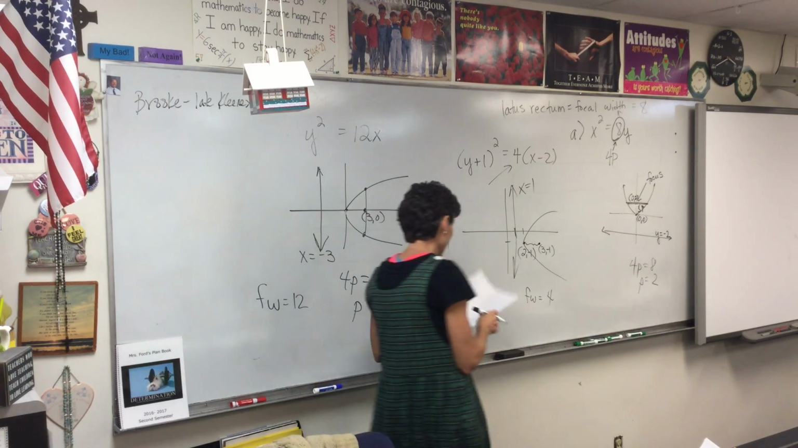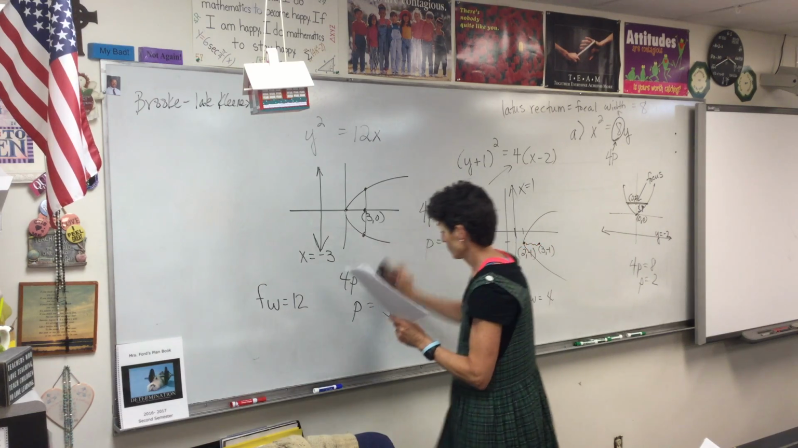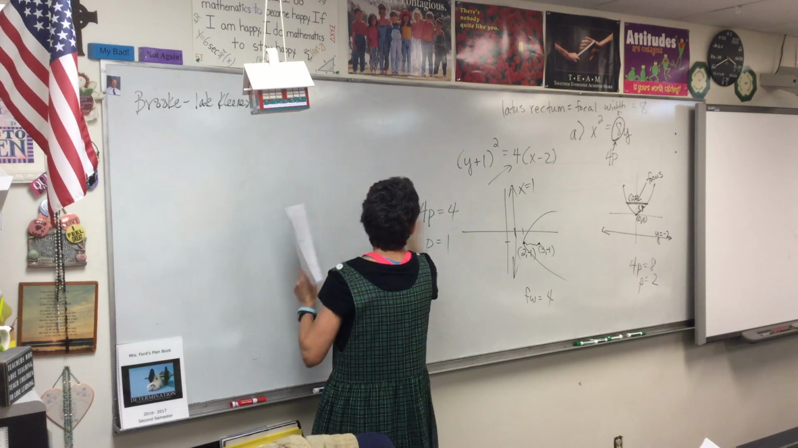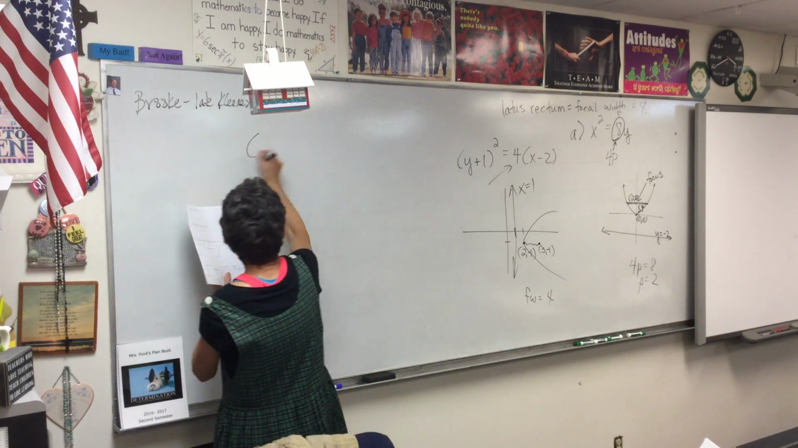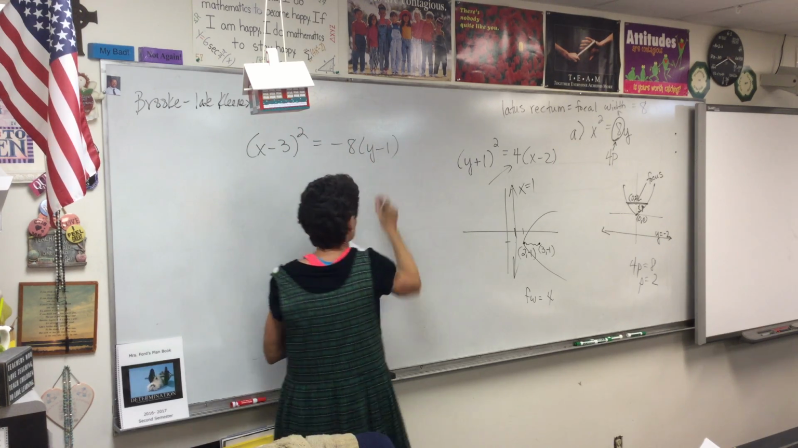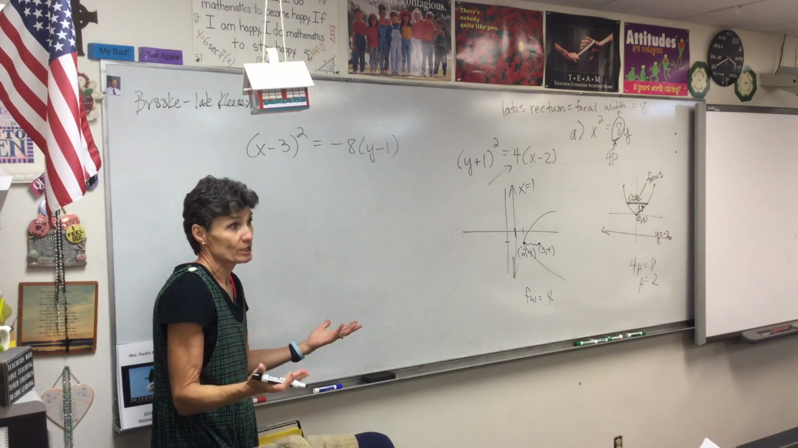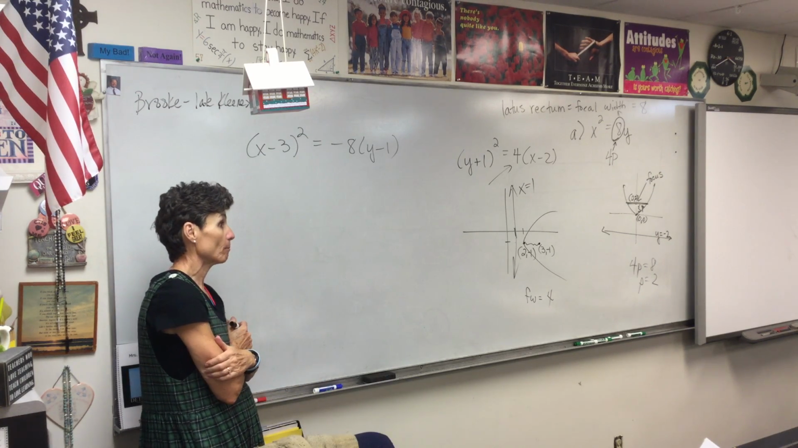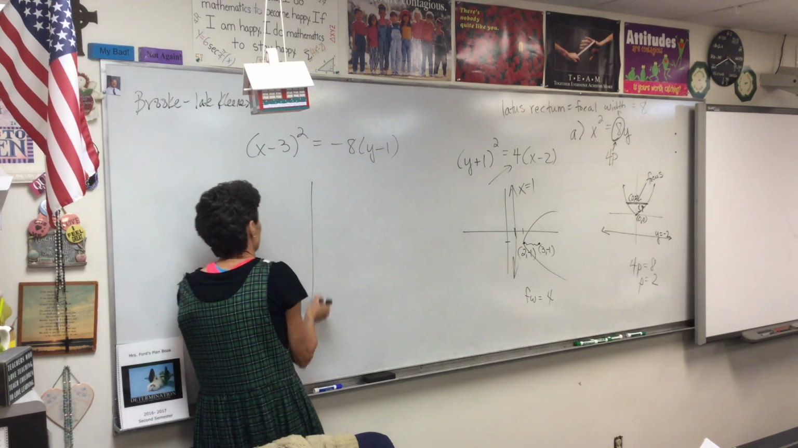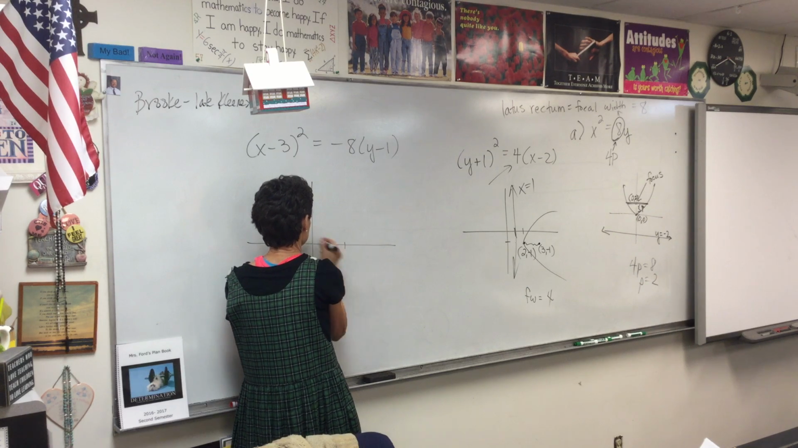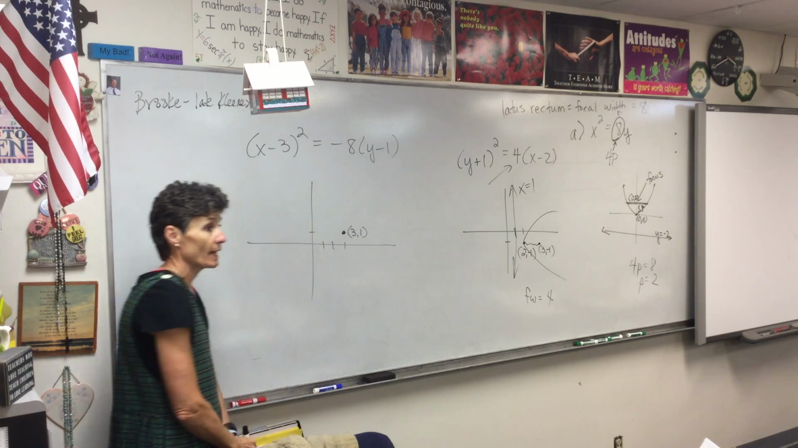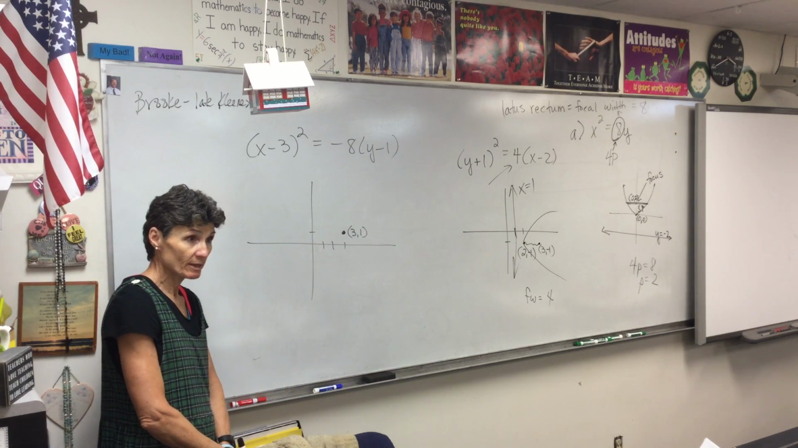Let's see, got some more examples. Let's try D. Tell me what you know about equation D. I would start with the vertex. That's kind of the starting point. Where is your vertex? I'm hearing 3, 1. Would everybody agree with that? X is 3, Y is 1. Is that okay with everybody?